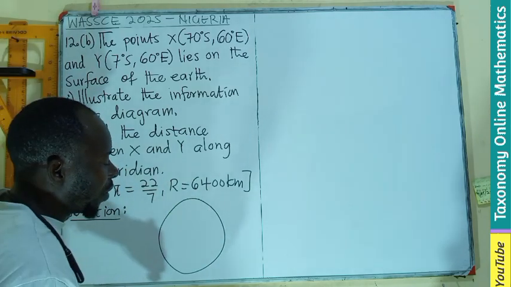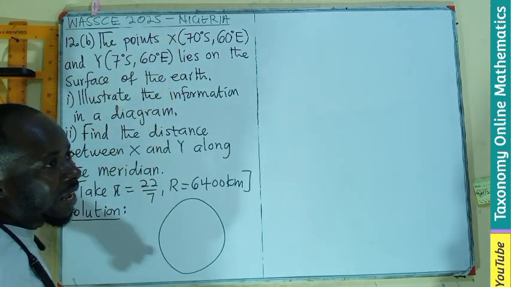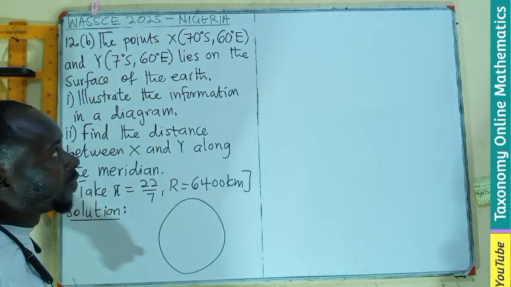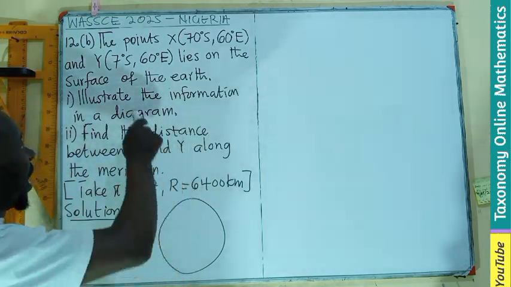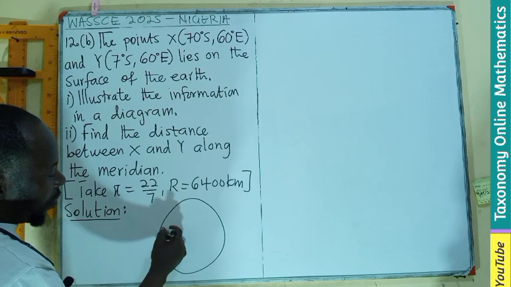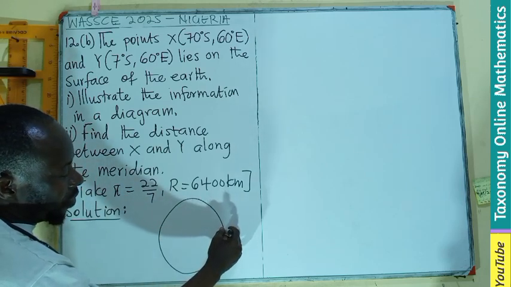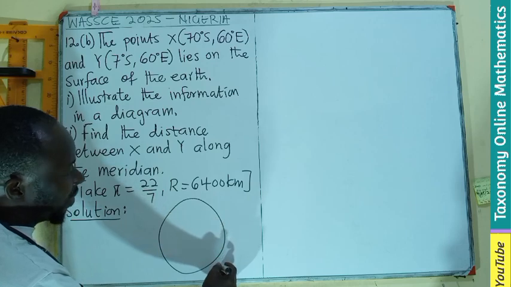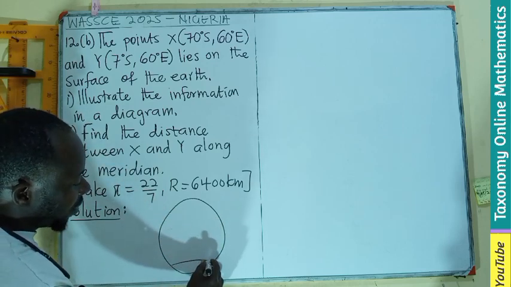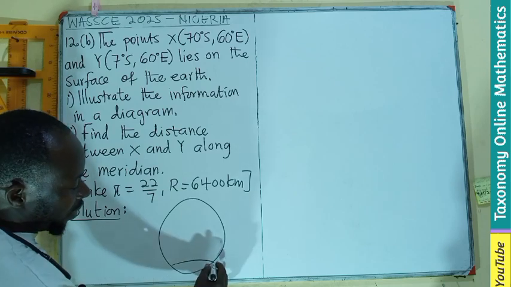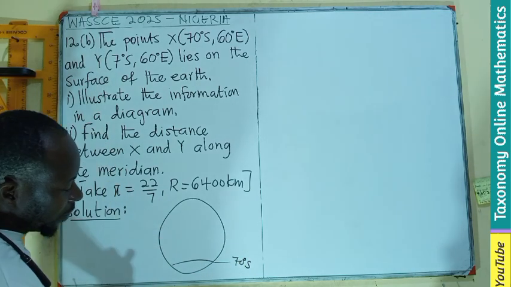So let's say this is the globe. We are going to first indicate the position of the point X, which is going to be first latitude 70. When we take the equator here, we have 0. We keep on moving until we get to 70. So let's say I have 70 here, which is going to be latitude 70 degrees to the south.